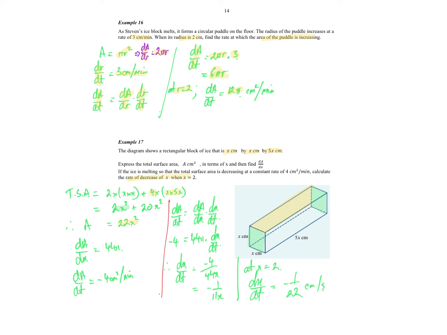Calculate the rate of decrease of x when x is equal to 2. So we want the rate of change of the side length, dx/dt. Okay, so what variables have I got? Well, I've got area in terms of x, which means dA/dx. If I differentiate that, it's 44x.